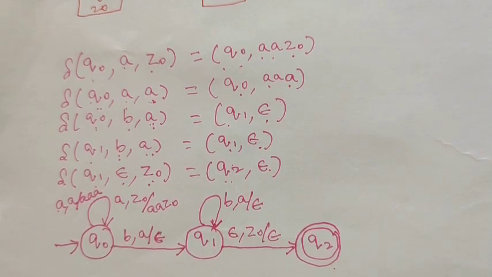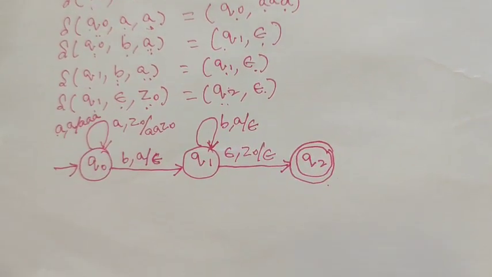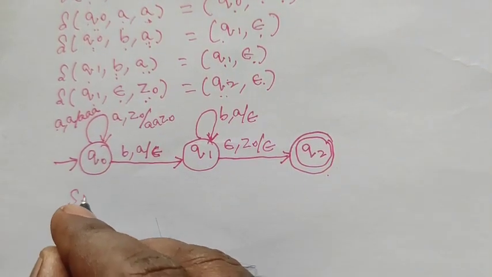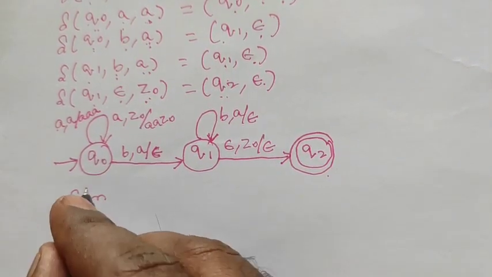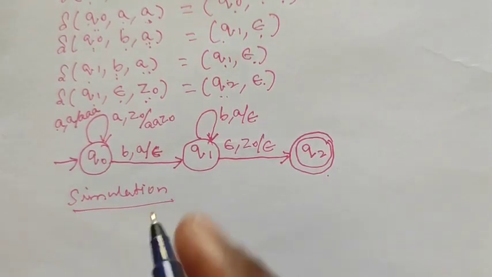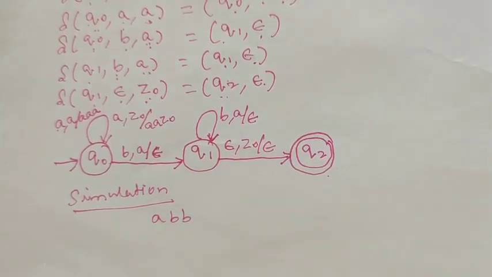Now we'll do one thing. We will simulate this with the help of a valid string. I'll take a valid string called ABB. ABB is also a valid string, isn't it? So W is equal to ABB is a valid string. Now, how to validate this?